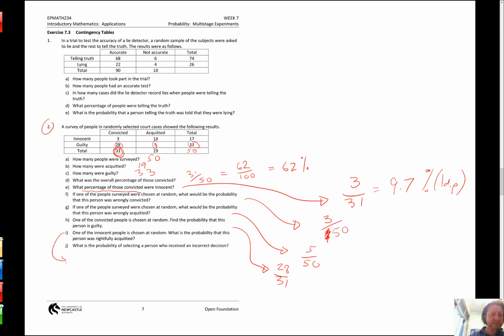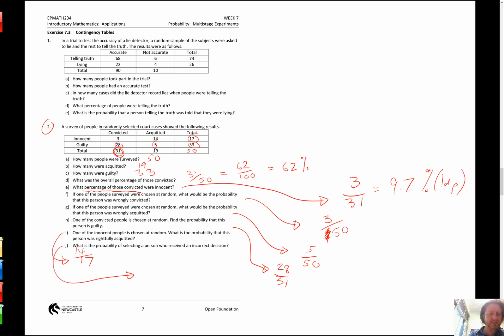We're up to one of the innocent people is chosen at random. Great, conditional. There's only 17 innocent people in this whole thing, right there. If one of those 17 is chosen at random, what's the probability this person was rightfully acquitted? Well, acquitted is for the innocent. 14 people were innocent and acquitted. That's what should happen. 14 out of 17 were rightfully acquitted. 3 out of 17 weren't.